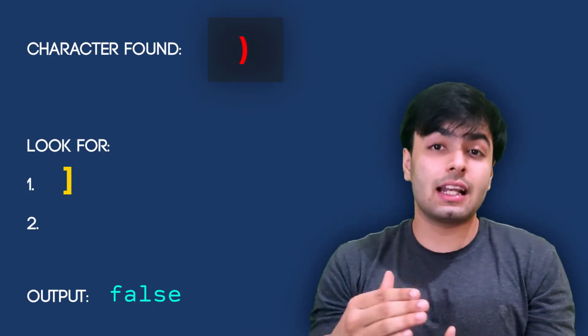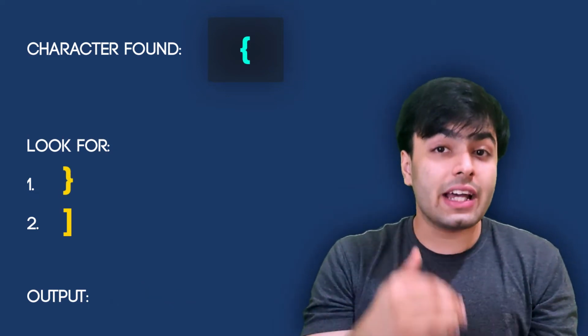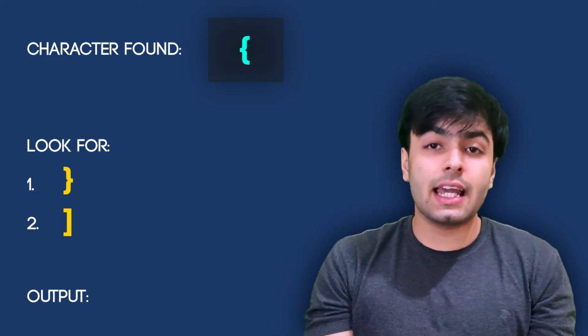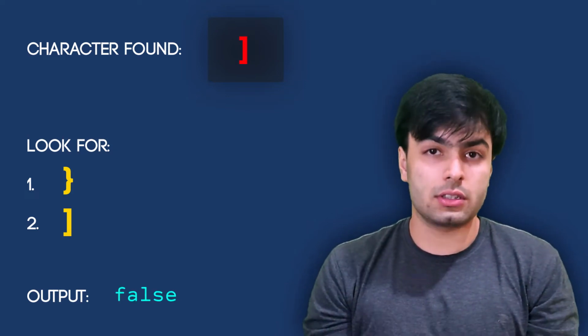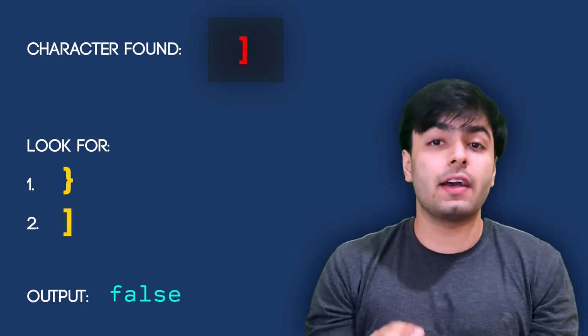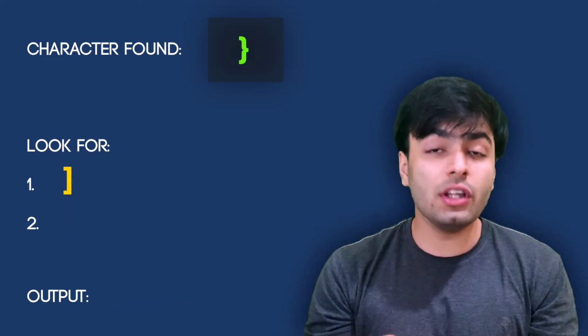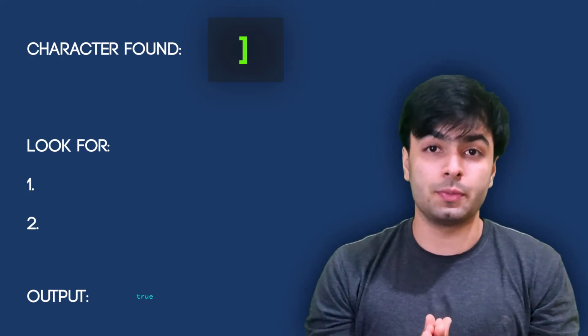Let's say, however, that I've now found an open curly bracket. Then I'd add to the top of my list a closed curly bracket, and now that's what I'd be looking for instead of the closed square bracket. And once again, if I found any other type of closed bracket, then I'd output false. Now each time I find the right closed bracket, I would take it off my list, and if I can cross all the items on my list off in the right order, then I'd output true.